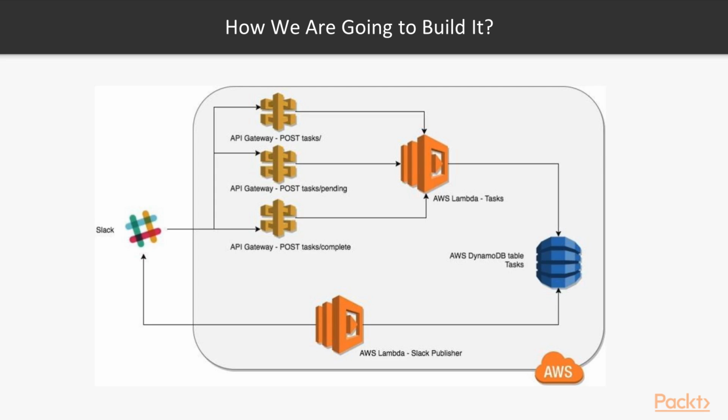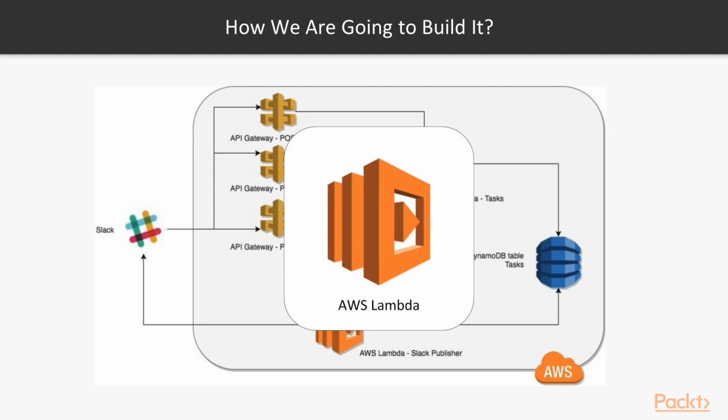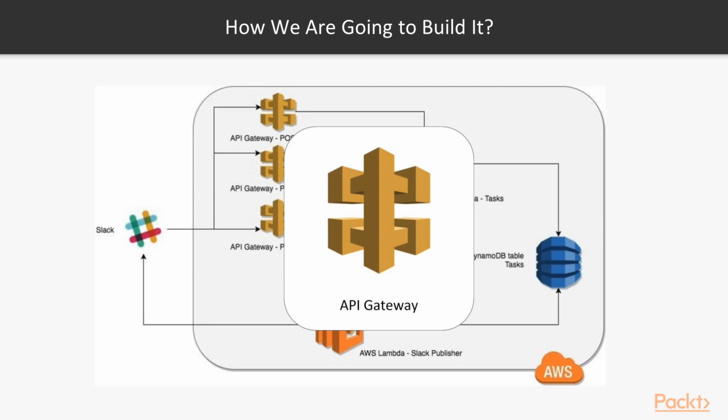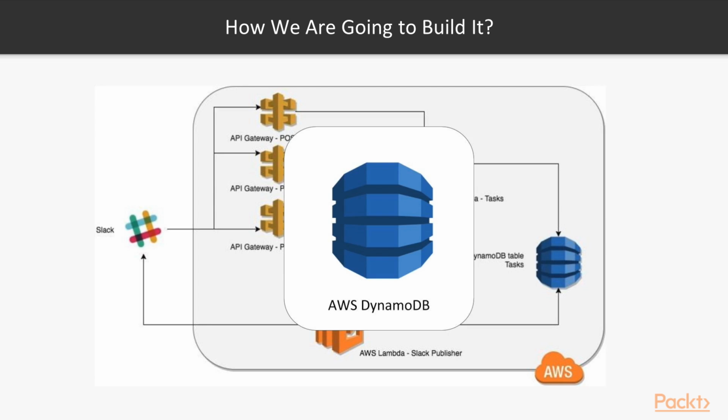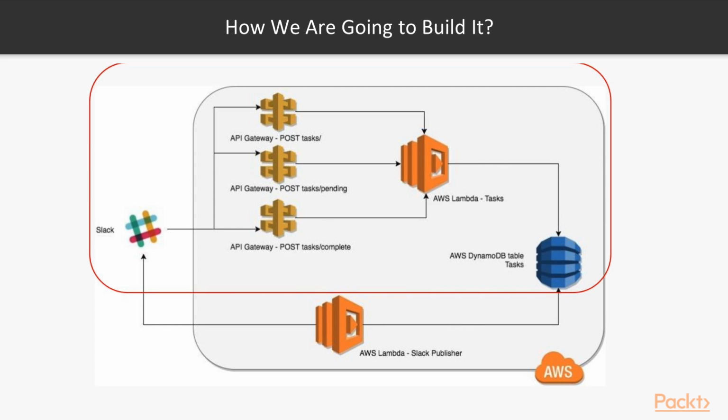We are going to build all of this using serverless components provided by AWS. We are going to use AWS Lambda, API gateways, and AWS DynamoDB tables as database. We will have two AWS Lambdas. The first one, called task, will be triggered when any of the API gateways is called. You can see the red rectangle around this part. So whenever any API gateway is called, the task Lambda will be triggered and will save the data that is passed by these API gateways into a Dynamo table.